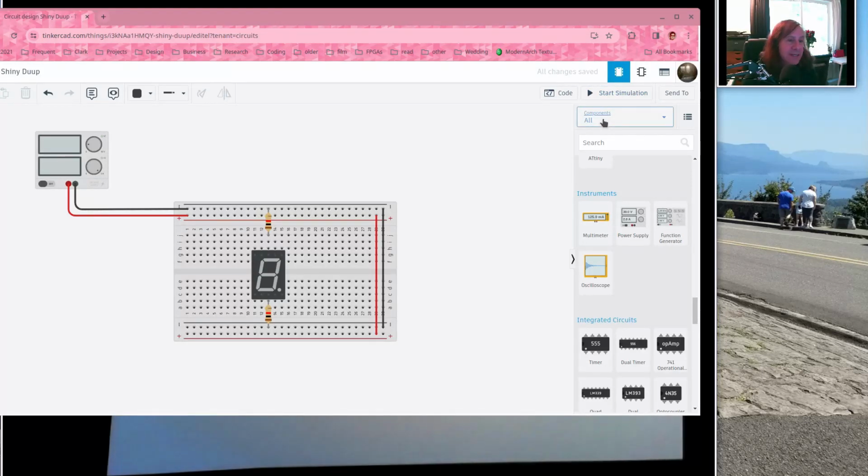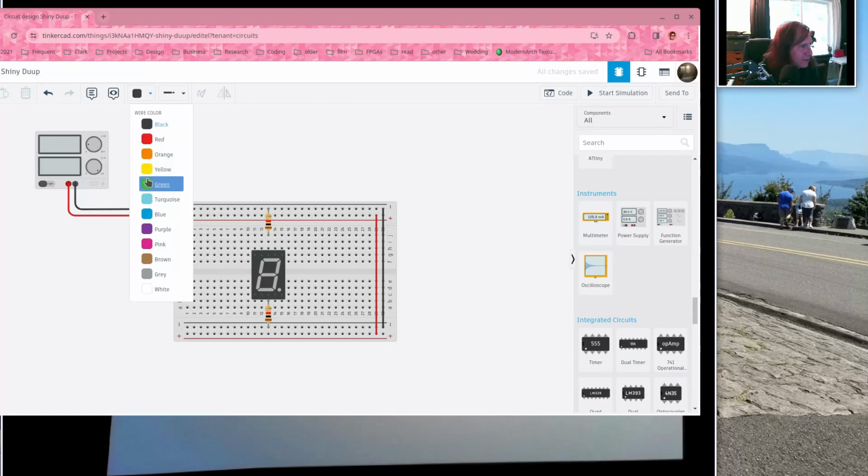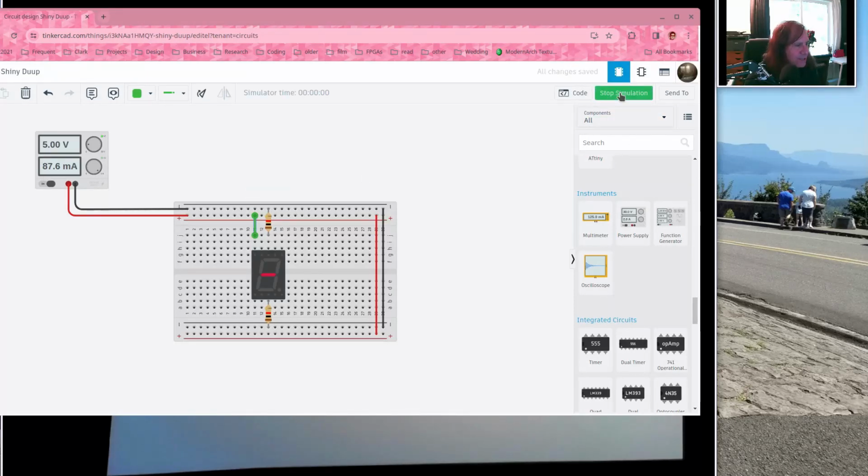That's okay. So what we can do is take, for example, this pin right here, which is labeled G, and connect that to 5 volts. And now run our simulation, and you can see this middle bar is lit up. All right, so how do we know which LED is going to turn on?